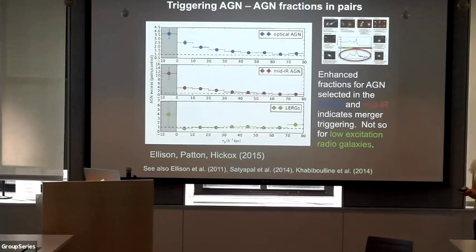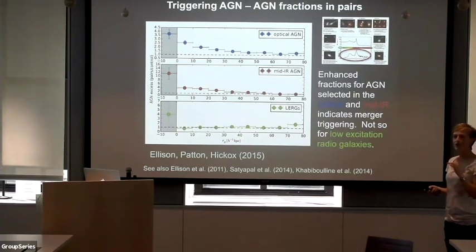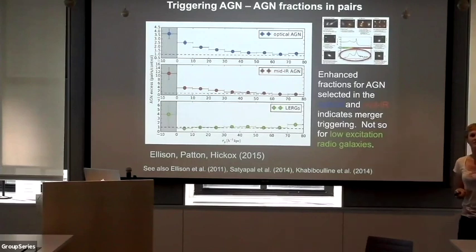And we do this experiment in two different ways. The first way we do the experiment is we take the merger sample that I've already described to you, so the pairs and the post mergers, and we count up how many AGN we have. Then we count up how many AGN we have in the control sample. We look to see if we have more in the mergers than in the control. So very simple experiment. There's a subtlety here, though, that you can select AGN in a number of different ways.